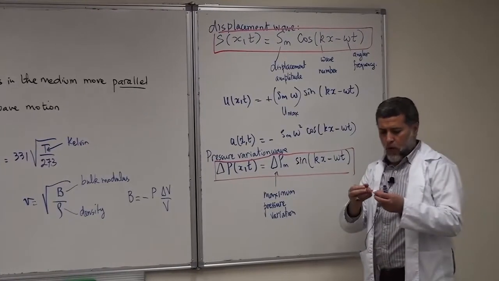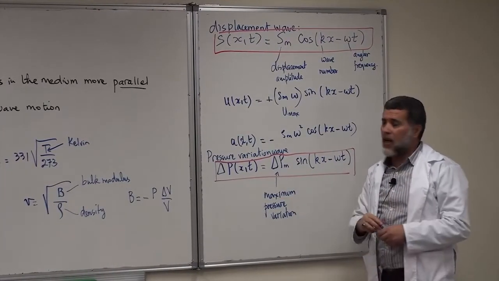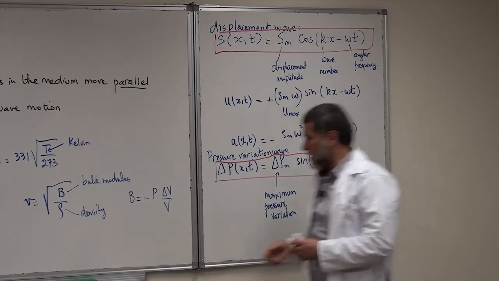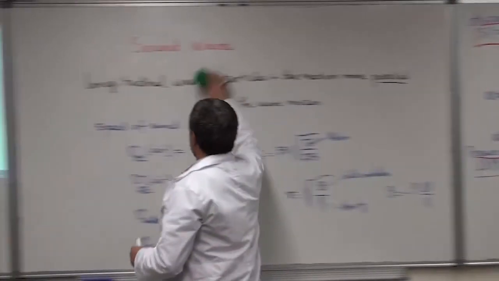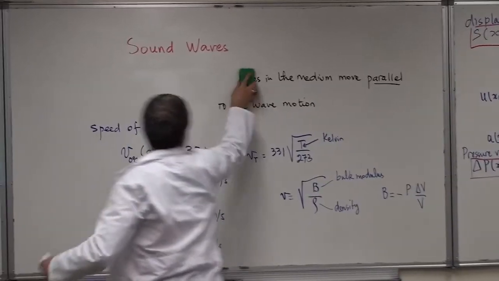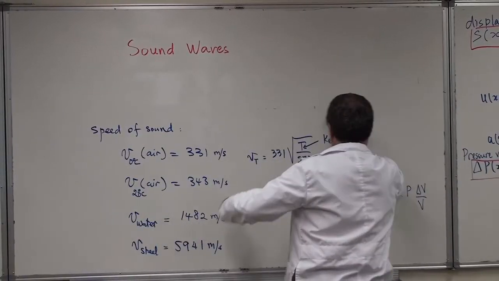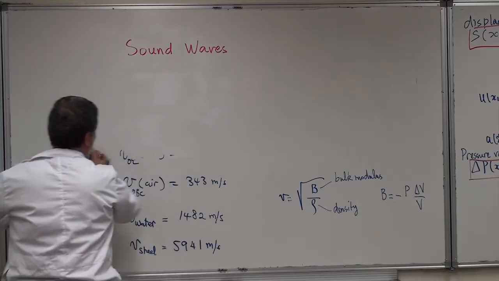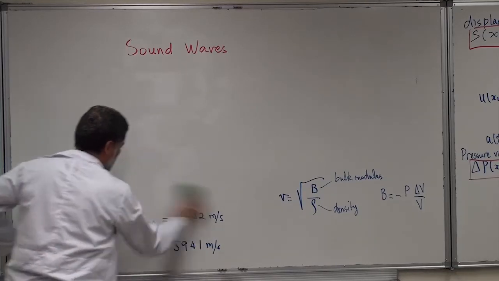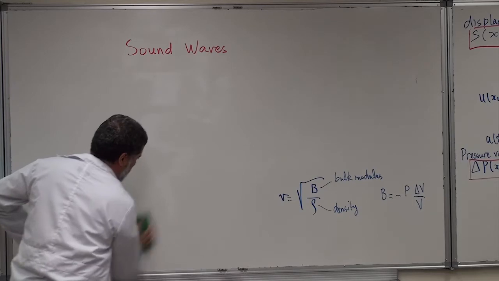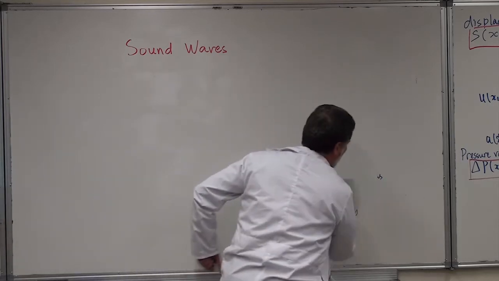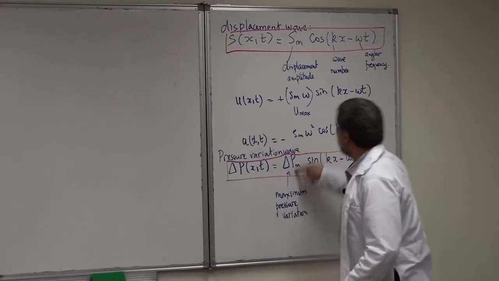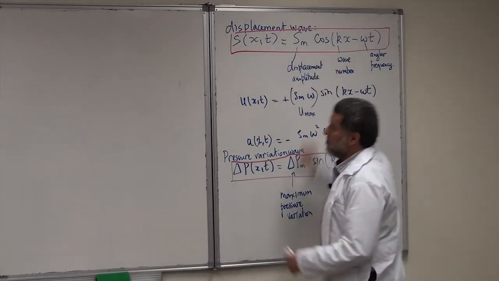There is a formula in the textbook where it is derived, which shows you the relationship between SM and delta PM. I don't think we are going to derive it here in front of you. I'm just going to give it to you and discuss it. For the proof, you can look at the textbook, where it is detailed. So let me show you the relationship between the maximum pressure variation, delta PM, and SM, the displacement amplitude.